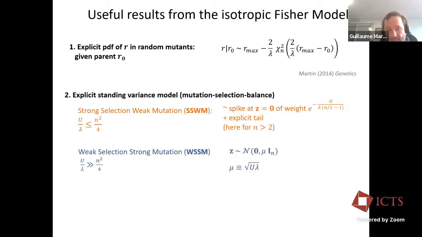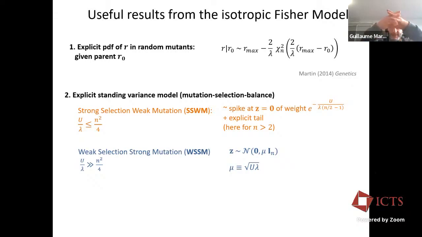Second, we have an explicit treatment of the mutation selection balance in this case. It's not a mutation selection balance under sexuals, it's an asexual mutation selection balance. What we use is two extreme scenarios. Either strong selection, weak mutation, where, sorry, I'm saying the opposite. The first would be strong selection, weak mutations, so mutations are rare and selection on them is strong.